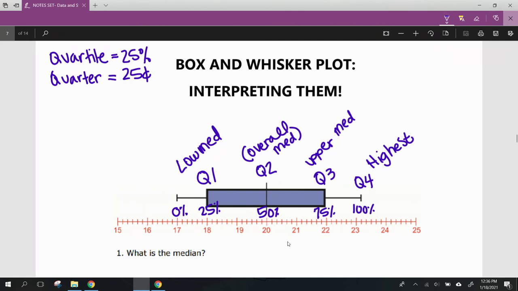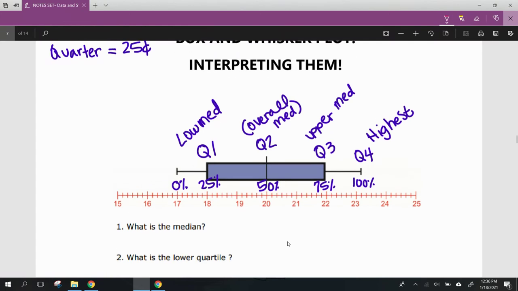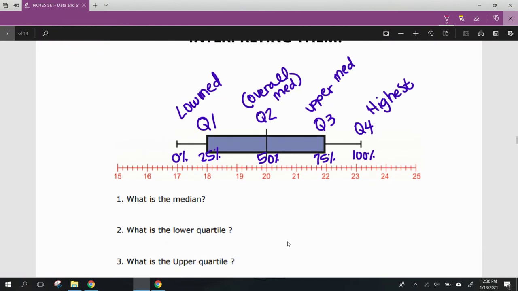And doing this one little part that really didn't take too terribly long, we are going to be able to efficiently move through our questions because we actually already did most of the work. Our first question, what is the median? Well, you guys, we just figured it out. That's Q2, 50% of our data. That number is 20. Boom.